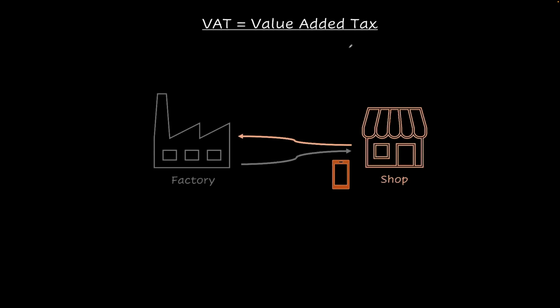Next we have the value added tax or the VAT. Just like a consumer pays a sales tax, a shopkeeper would pay a value added tax when he gets the smartphone from a factory. The shopkeeper has to get it from a manufacturer because he doesn't have the smartphone himself.